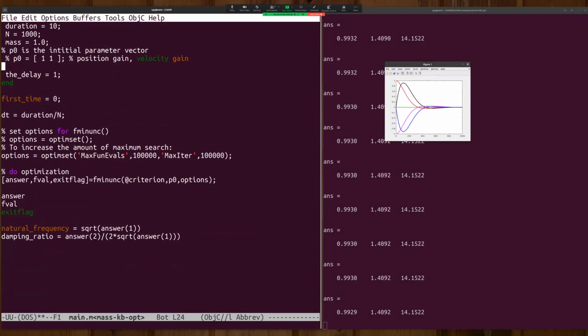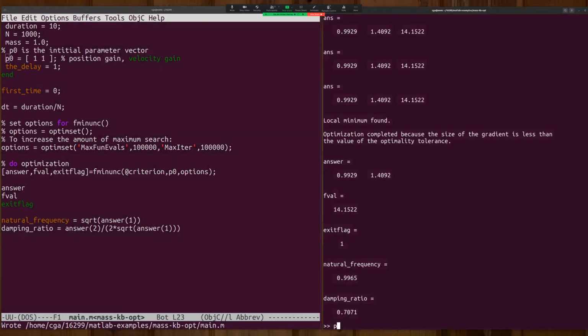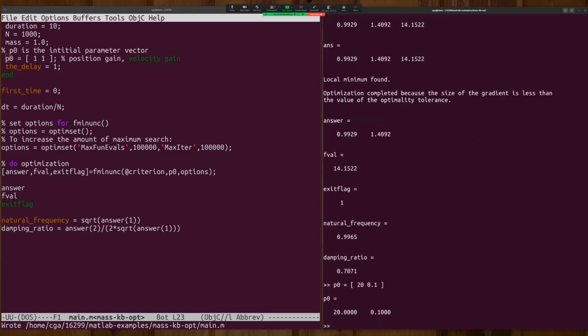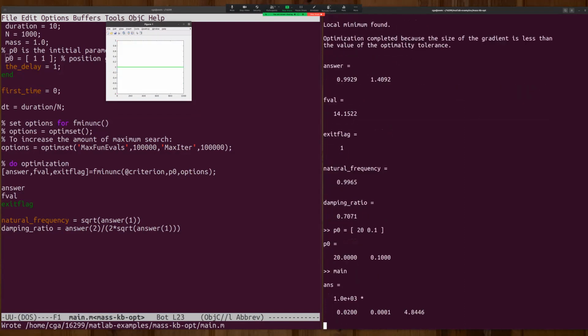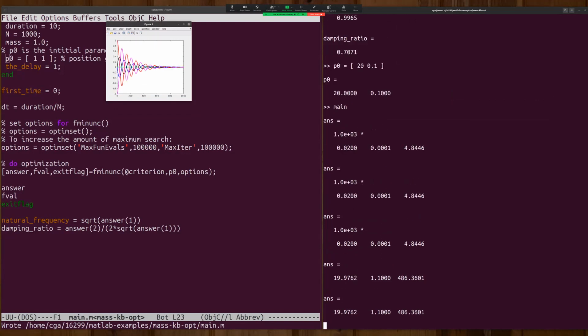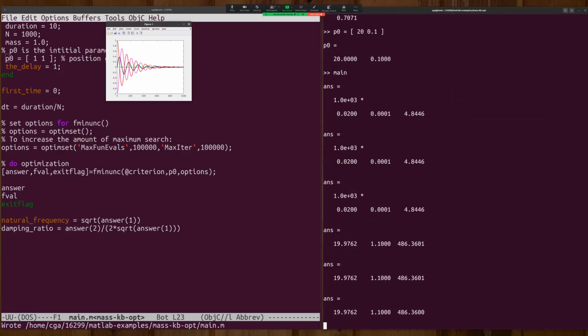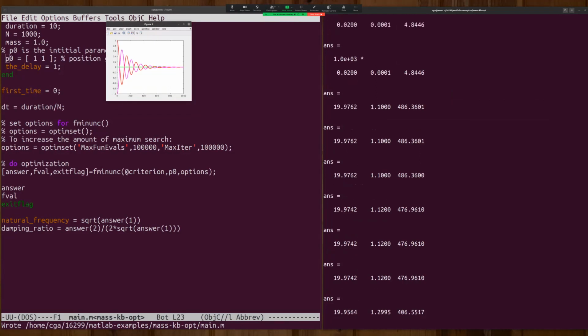All right. Here's what we want to do. We want to say P0 equals 20, 0.1. And now it's going to get very excited. And now we run it again. So initially it's unstable, but it figures out eventually I've got to increase the damping. So it did that. It's still kind of stuck.